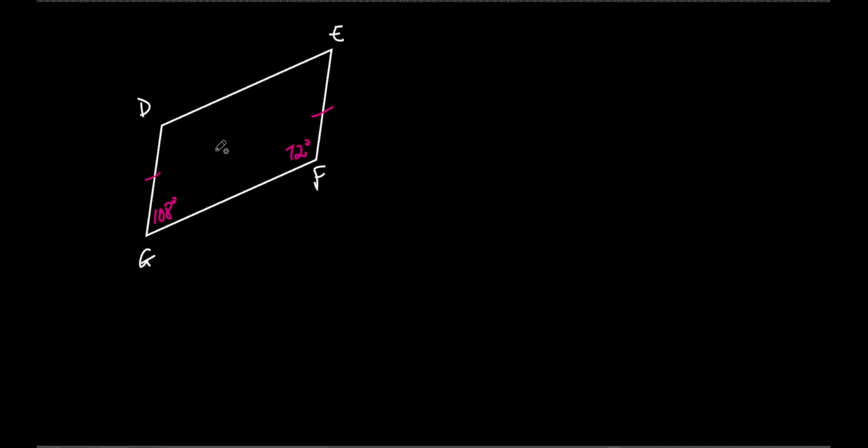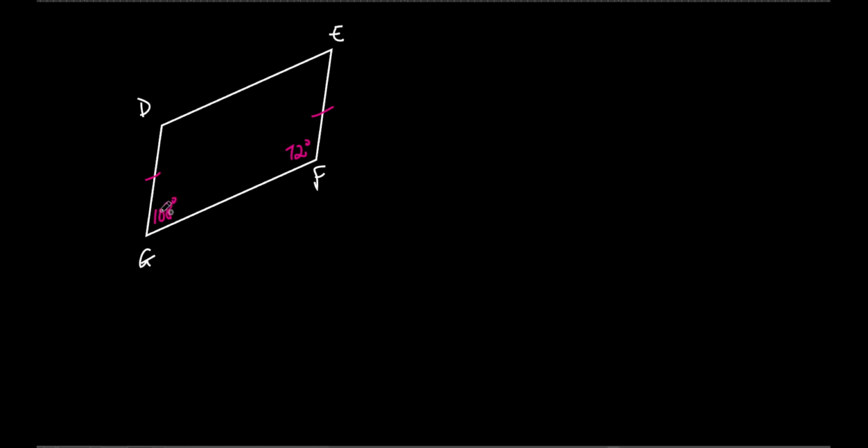Well, I got both pairs of opposite sides equal to each other. Is that enough right in and of itself? Just having one pair of opposite sides equal? No. Is there any way in this situation that I could show that DE and GF are equal to each other? There's really not. No way I could do that.